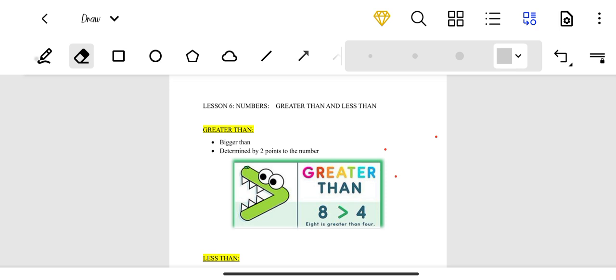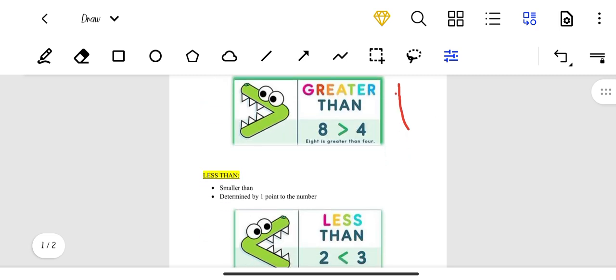So what you have to notice is that these two are different. When you're dealing with greater than, we're talking about a number that is bigger than the other. When you're dealing with less than, let me just jump down here, you're dealing with a number that is smaller than the other.